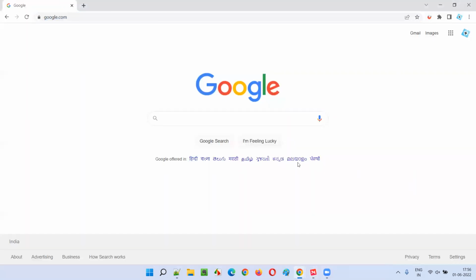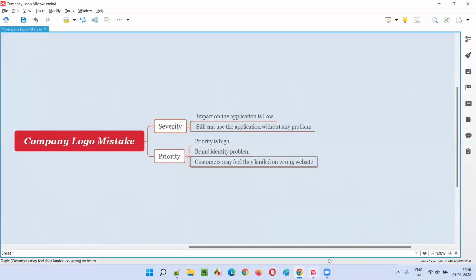Not only Google, guys, on any website, if you see a mistake in the logo, reputation will be lost. So it's a buggy kind of application, people will get that kind of feeling. That's the reason the defect has to be fixed very fast. Hence, priority is high and severity is low because the impact is low and still you can use the application without any problem from this particular defect.